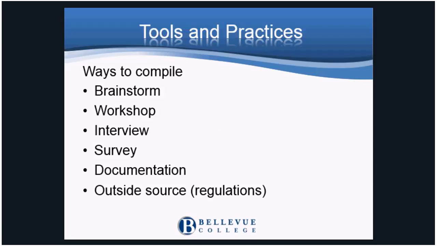Another way to compile information is to have a workshop where the team and subject matter experts will gather in planned activities to share and document their contributions. There may be some brainstorming that occurs in a workshop, or brainstorming may occur in individual meetings. Another way to get information is by interviewing. This can be done as a panel, or during a team meeting, or done individually in one-on-one sessions.